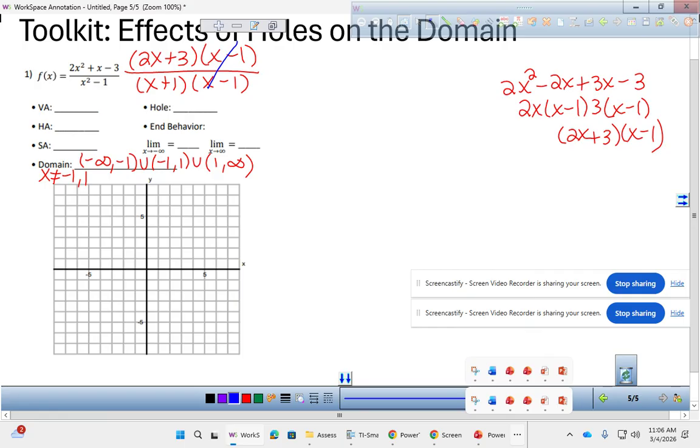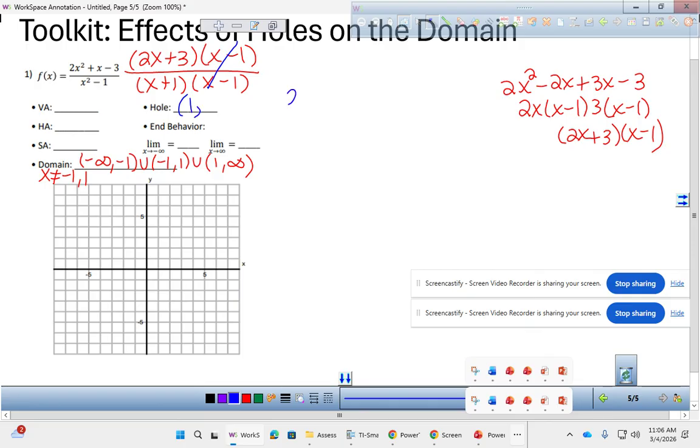Close. x minus 1 cancels out. The hole's at positive 1, the opposite of that. So I'm going to have a hole at positive 1. Do you guys see why it's positive 1? I'm taking that restriction of that x minus 1. So that tells me the x value of the hole.